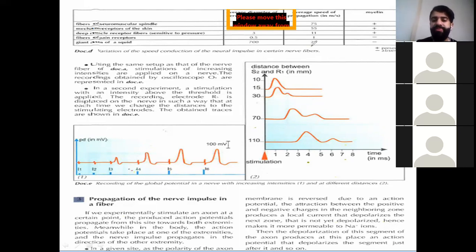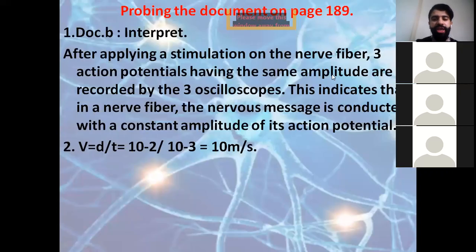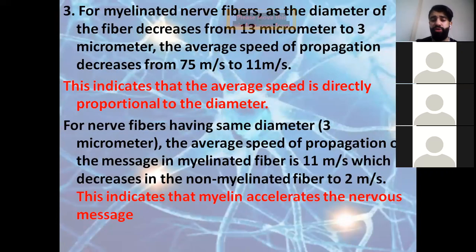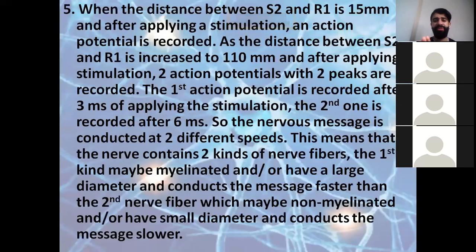So the nerve fiber obeys the law of all or none. Why does the nerve not obey this law? You have to pay attention to this. So these notes, you have to copy them in your copybook. And this experiment, the documents, part 5 of probing the documents, are very important.